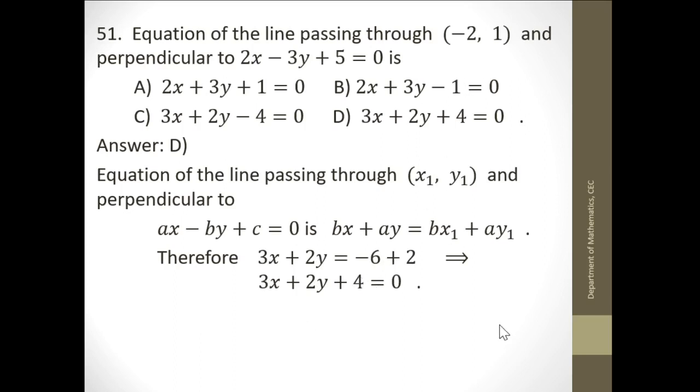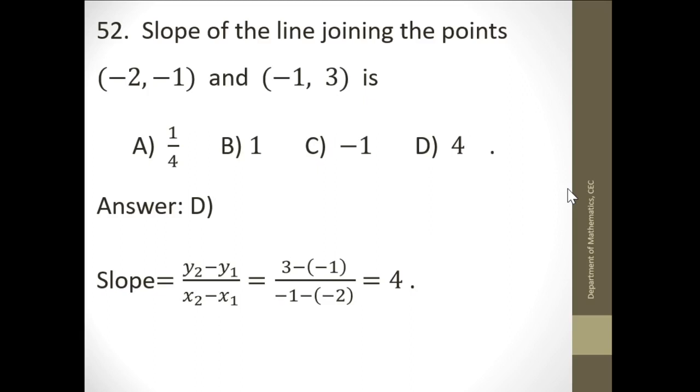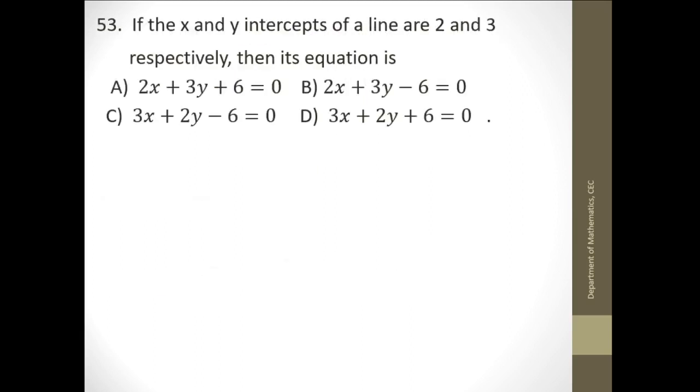So answer is D. Next question, slope of the line joining the points. You know, y2 minus y1 by x2 minus x1. y2, 3 minus minus 1, 3 minus minus 1 is 4. Minus 1 minus minus 2 is 1. So answer is D.